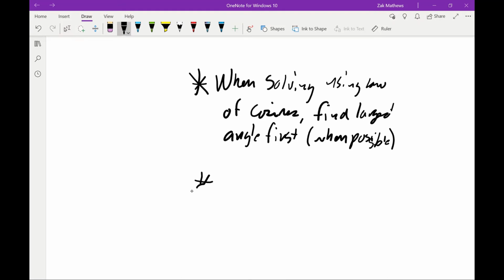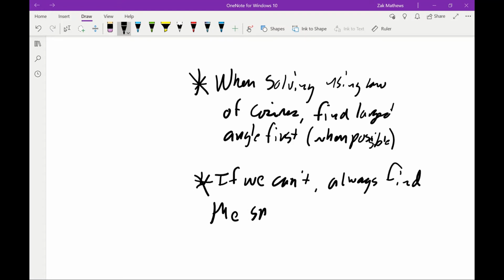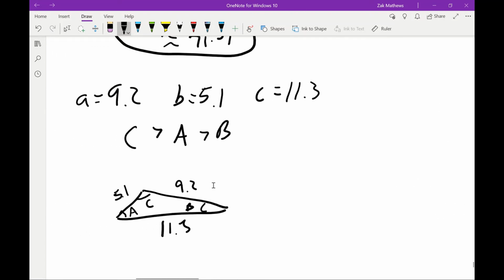If not possible, if we can't, always find the smallest angle with the law of sines. So that's what we did in the first case. That's what we talked through. That's why I chose to start with A first. That way I avoided the ambiguity of the law of cosines with B.